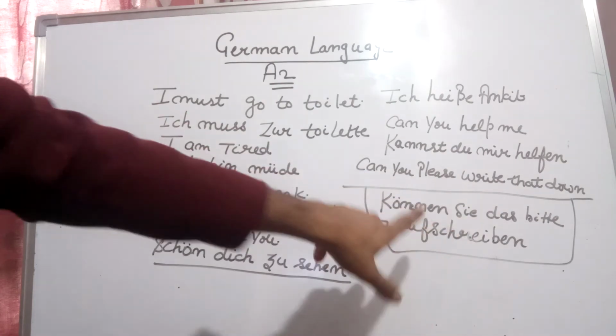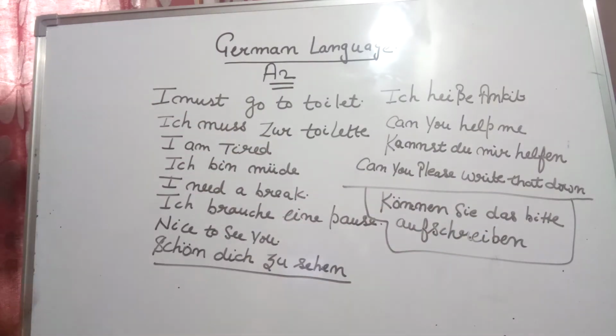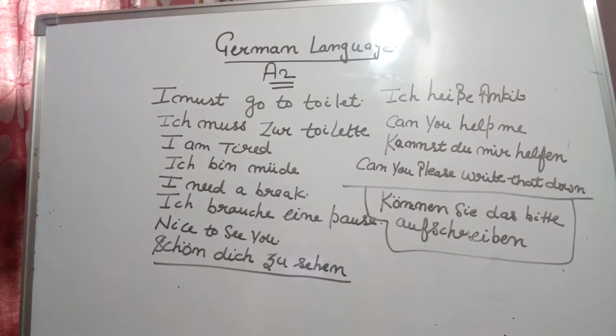If I'm saying, can you please write that down? So what will you say? Können Sie das bitte aufschreiben? Aufschreiben. So this is basically, if you're saying, can you please write that down? Können Sie das bitte aufschreiben?